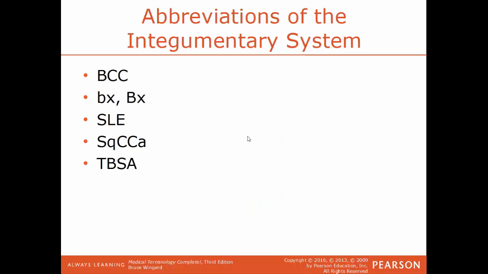All right, next we'll talk about some common abbreviations that you'll see with the integumentary system. The first one, BCC. It stands for basal cell carcinoma, a type of skin cancer. BX stands for biopsy. SLE, systemic lupus erythematosus. The next one, SQCCA. It stands for squamous cell carcinoma. SQ would be the squamous part, cell carcinoma, CA. TBSA, that stands for total body surface area, often used when you're talking about a patient being burned over a certain percentage of their body.